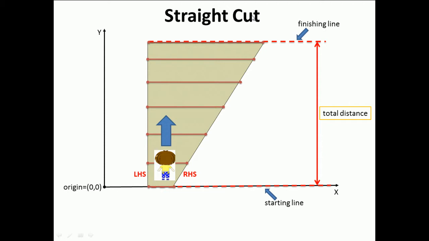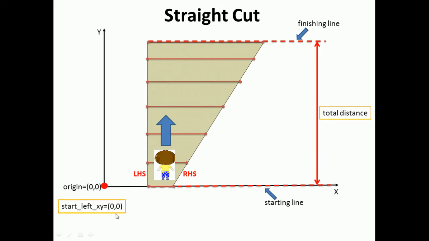At first, we should define initial reference point and initial cut angle. Usually, we can take the starting point or left boundary as the initial reference point. In this case, I will take the origin of the coordinate as the initial reference point. The parameter start left xy is used to define initial reference point. Initial cut angle is the angle between the starting line and x-axis. In this case, the starting line and x-axis are coincident, so initial cut angle is 0.